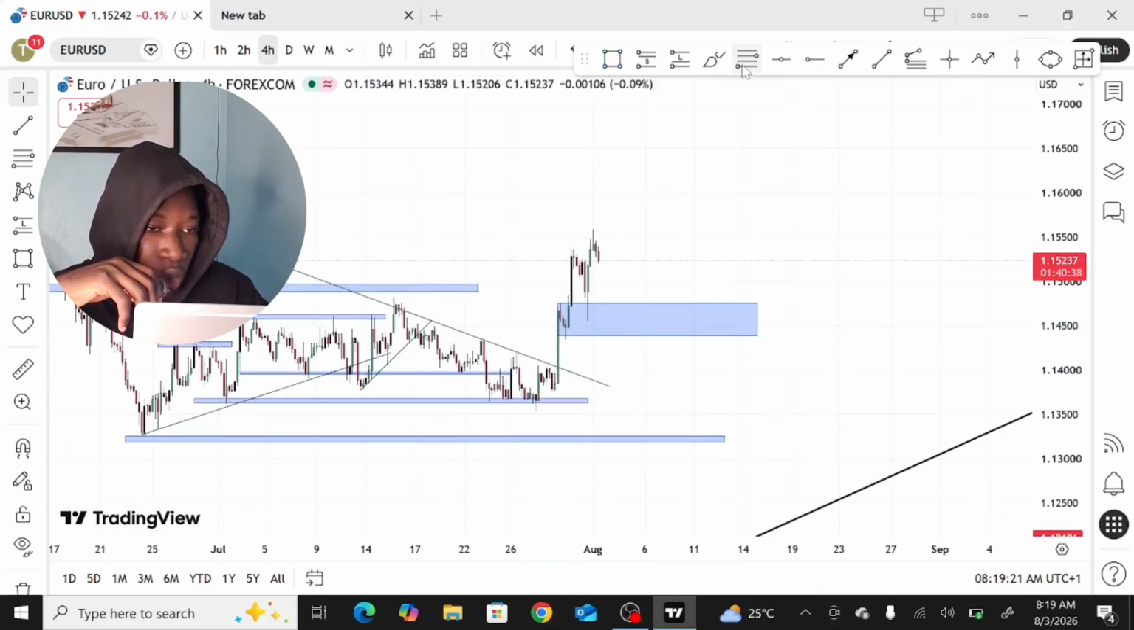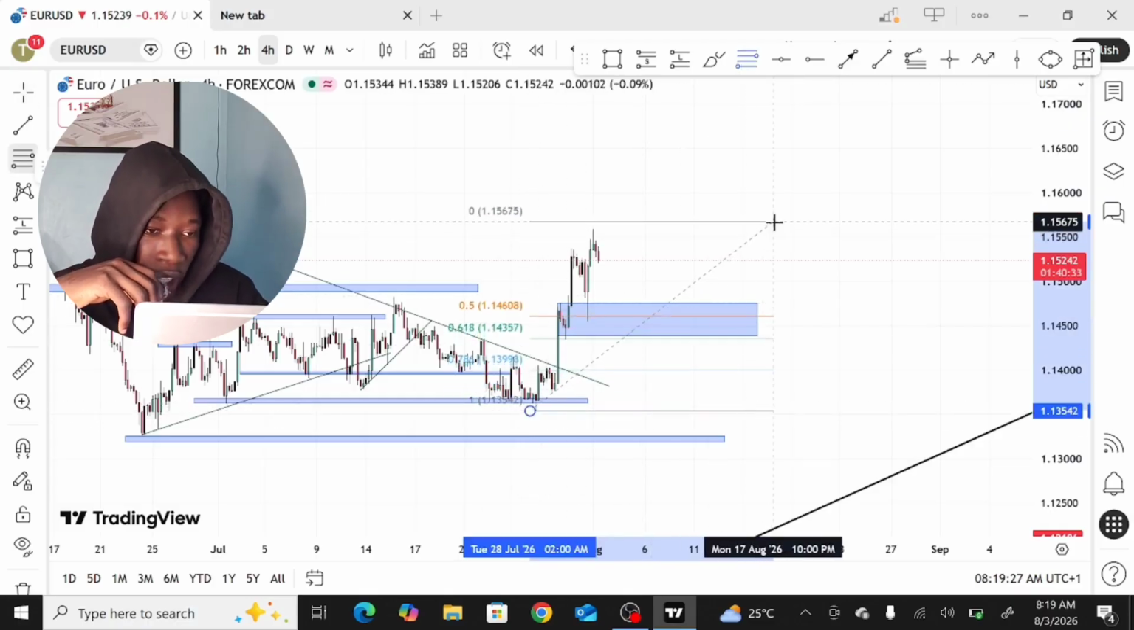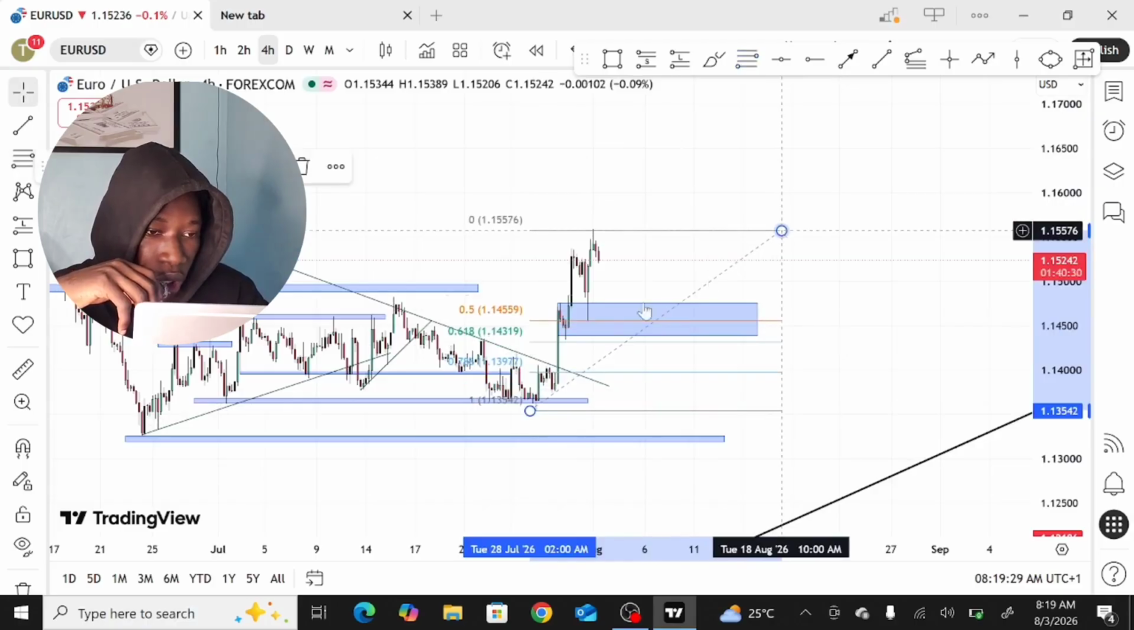So how do I know that this market is going to drop to that zone? And if the market drops to that zone, it's a good thing. It's not that the market must drop to that zone. So the market dropped to around that zone, so around the 50% to 0.618. Around this zone here. That's what I'm expecting the market to drop to.